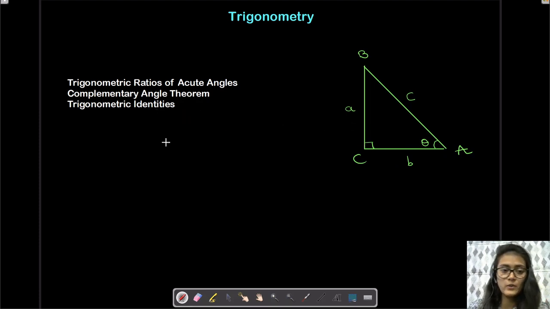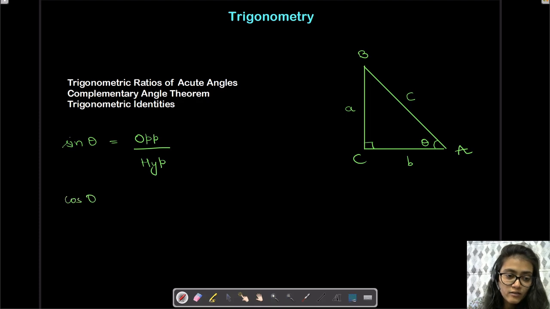So we are going to see what is sine of angle theta. So sine of angle theta is nothing but the ratio of the opposite side. So this is theta, so opposite side is BC. Opposite side is BC. So I'm going to write here opposite and hypotenuse.